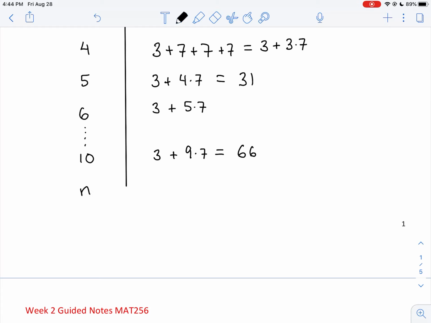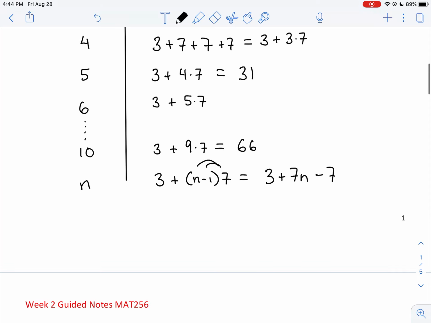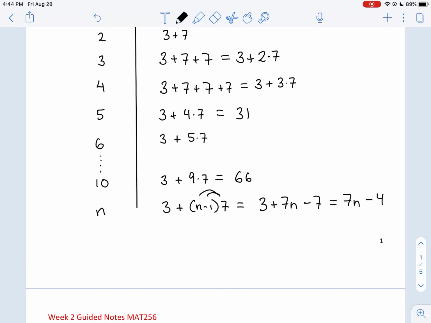We could generalize this and make a formula. If I'm on the nth term, then I would need to add n minus 1 sevens to 3. And if you remember distributive properties of algebra, you could rewrite this as 3 plus 7 times n, which is 7n, and then minus 7. And this winds up being 7n, and then we can combine the 3 and the negative 7 to make negative 4. This gives us a formula that we can use to find any term we want.